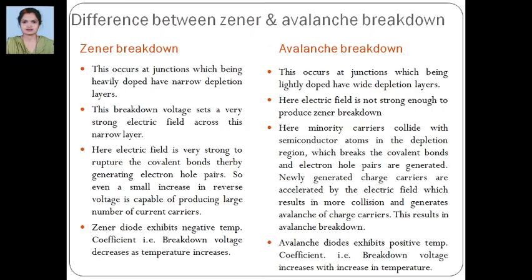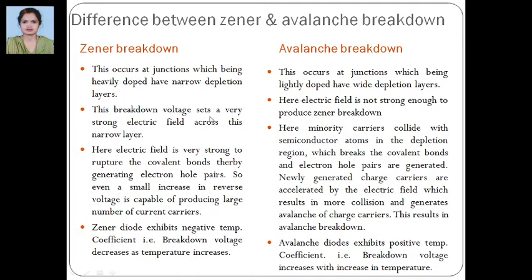Now here we have seen both Zener breakdown and avalanche breakdown. So we will compare them here. Zener breakdown occurs at junctions which are heavily doped and have narrow depletion layers. Avalanche breakdown occurs at lightly doped junctions with wide depletion layers. So it is totally opposite to each other.